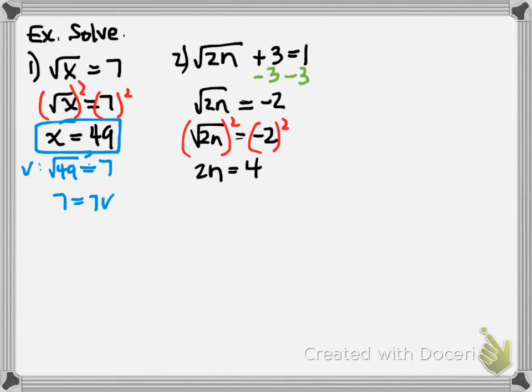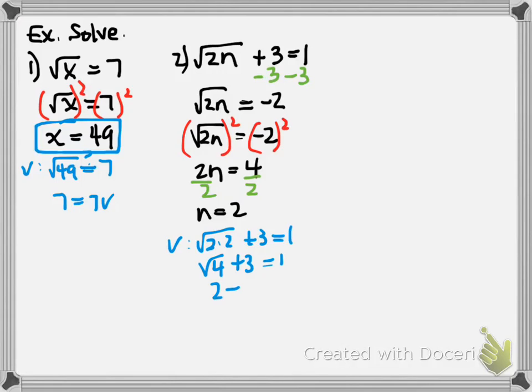Now, if you notice this problem, I'm not done yet. There's still some math that needs to be done. So I'm going to continue doing opposite operations, and I'm going to divide both sides by 2. And I get n equals 2. So now I'm going to go ahead and do my check and see if the square root of 2 times 2 plus 3 equals 1. And that would give me the square root of 4.